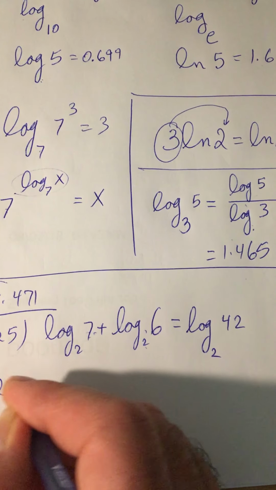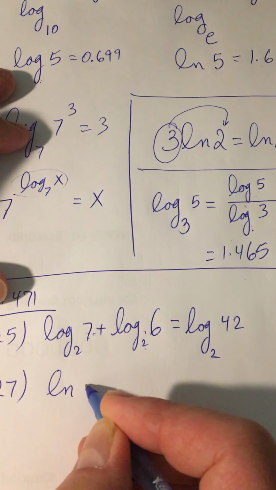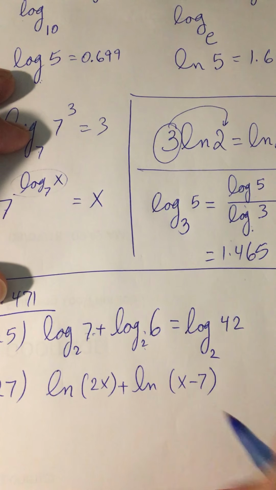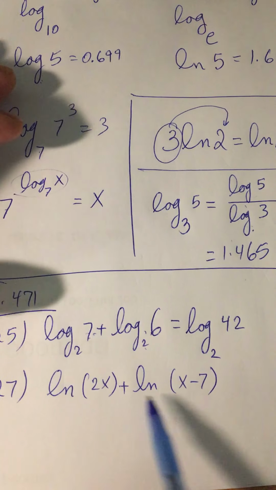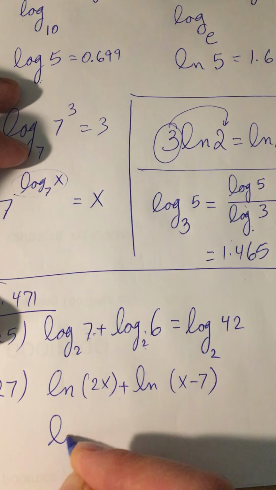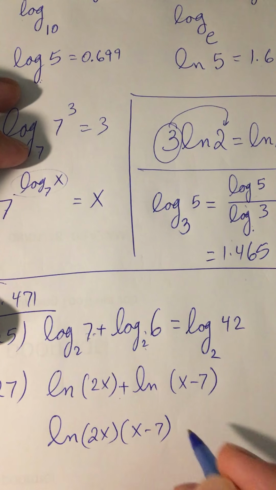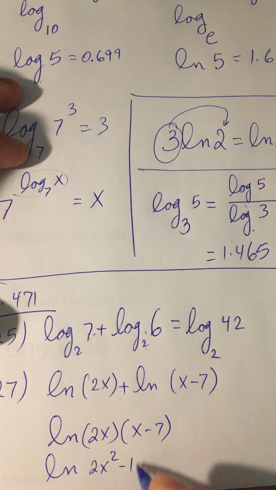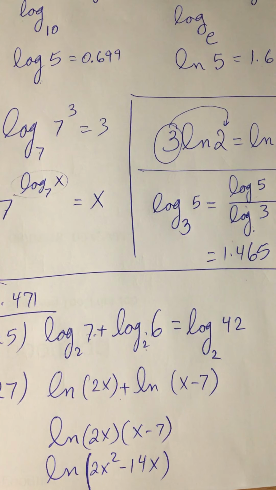Okay, let's try number 27. Number 27 uses natural logarithm, so you have natural log of 2x plus natural log of x minus 7. Are the bases the same? Yes, because they're natural log, that means the base is e, so they're the same. You have a plus sign, yes, so you can condense it into a single logarithm. So natural log of 2x times x minus 7. And you can distribute the 2x if you like. You get 2x squared minus 14x. So that will be the single term logarithm.